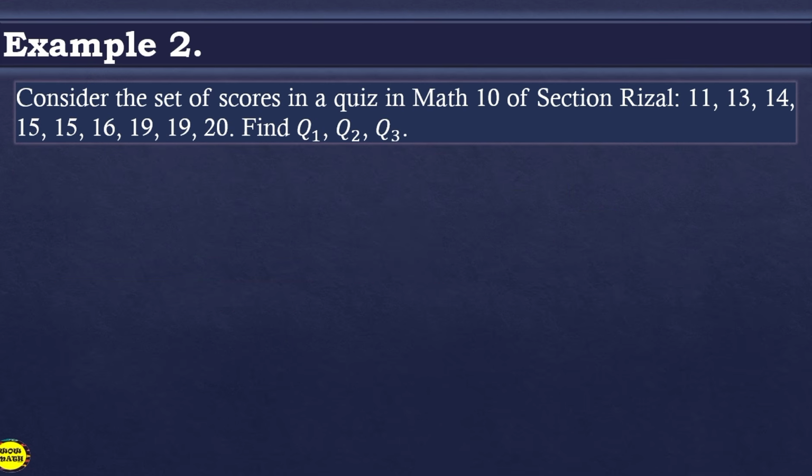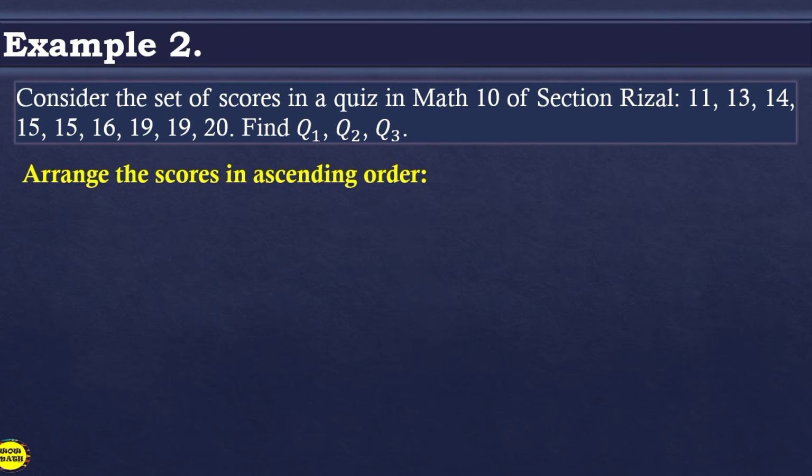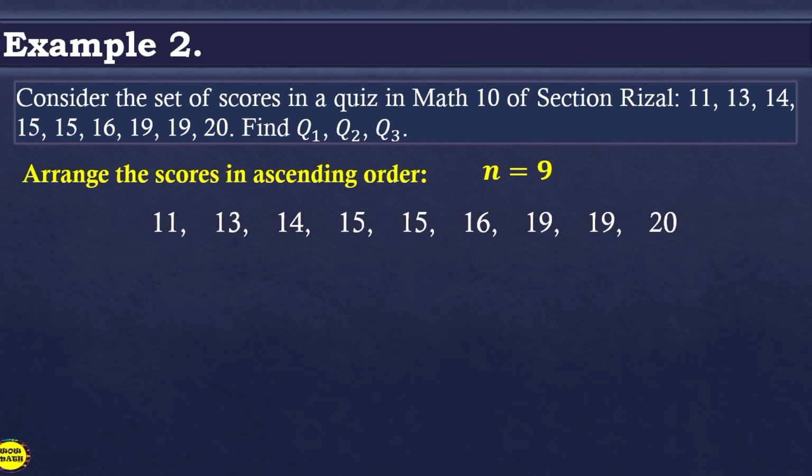Next, consider the set of scores in a quiz in Math 10 of section Rizal: 11, 13, 14, 15, 15, 16, 19, 19, 20. Find the first quartile, second quartile, third quartile. So again, arrange muna natin yung scores in ascending order. Since sa given natin, naka-arrange na yung scores in ascending order, copy na lang natin yan. And then, the value of n is equal to 9. So mayroon tayong 9 scores dito.